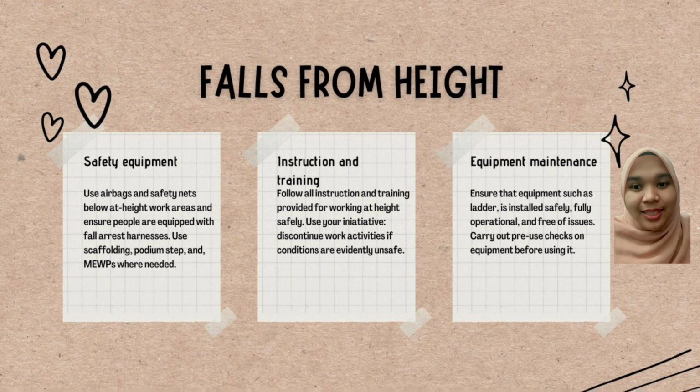Equipment maintenance. We must ensure that equipment used for working at height, such as a ladder, is installed safely, fully operational and free of issues. Carry out pre-use checks on equipment before using it. Prevent other hazards. Eliminate slip and trip hazards, as well as risk of electrocution, by ensuring that equipment is free of faults.